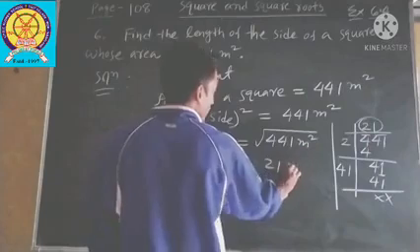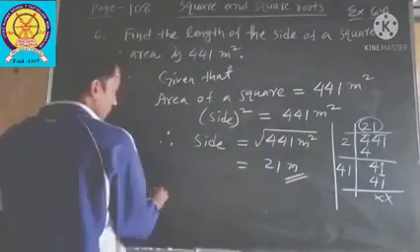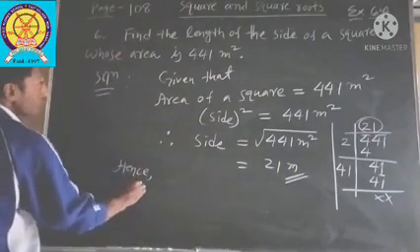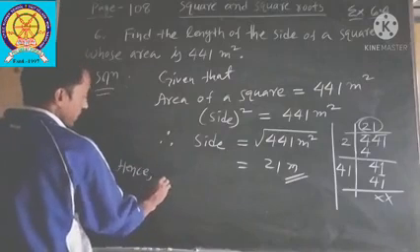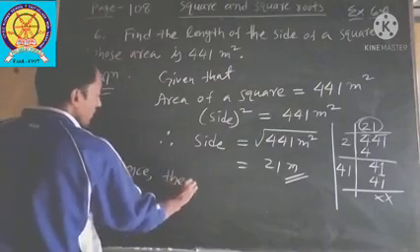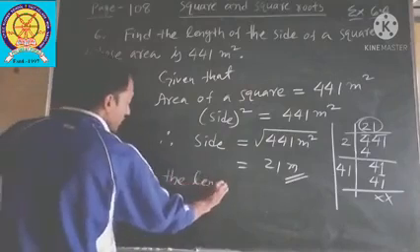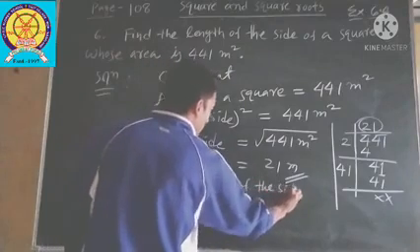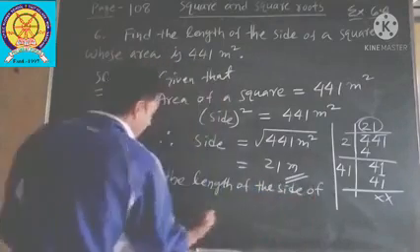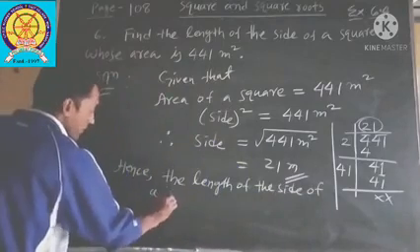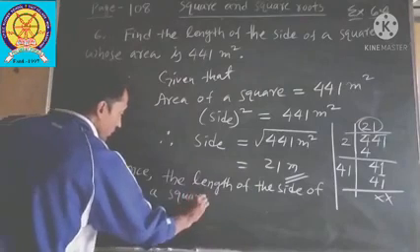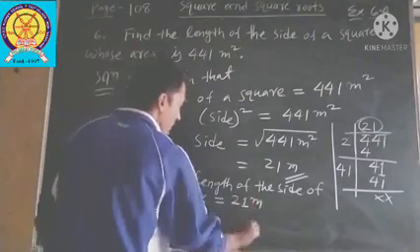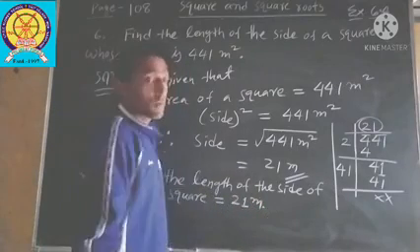Square root of meter square is meter. Therefore, hence, the length of the side of a square is 21 meters. Thank you.